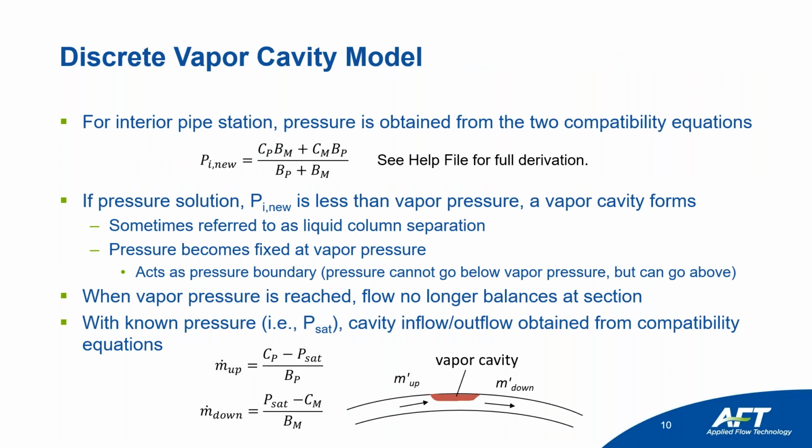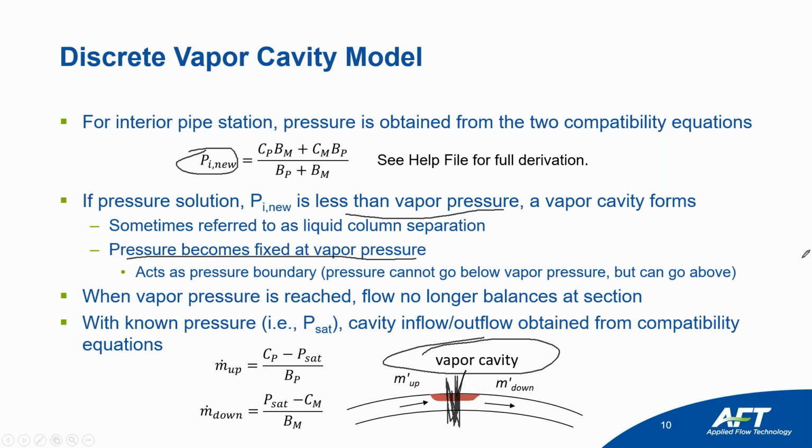Here's what the discrete vapor cavity model is doing. When it's calculating the new transient pressures and flow rates at each time step, if the new pressure at an intermediate pipe station inside of a pipe drops to the vapor pressure, then we're going to have cavity formation. And the key thing is, if you have that cavity formation in Impulse, the pressure is going to be fixed at vapor pressure. So it's a pseudo pressure boundary at that time.